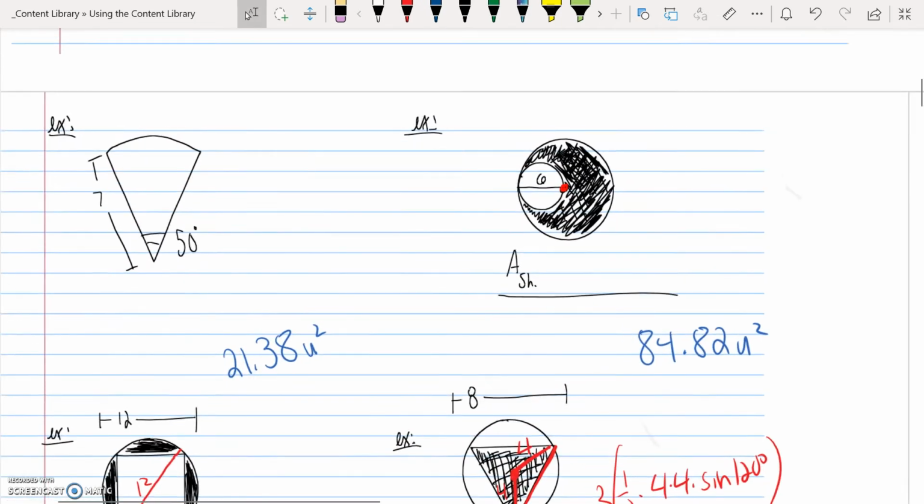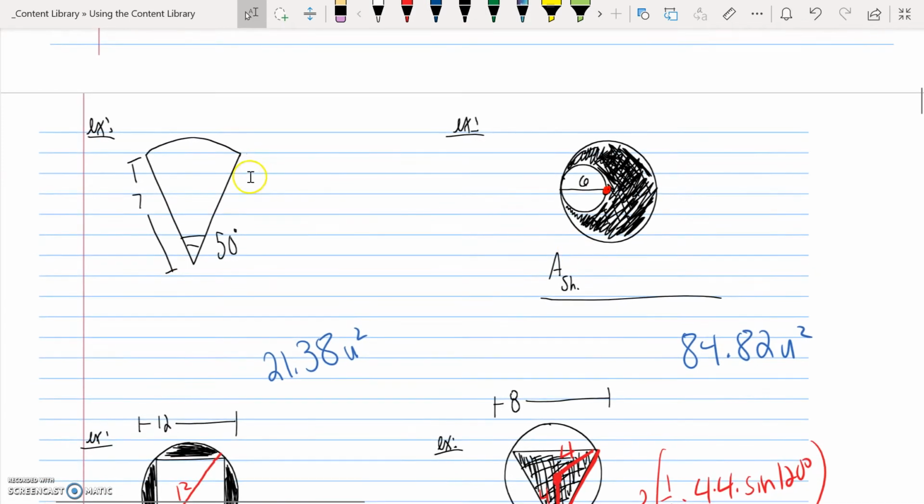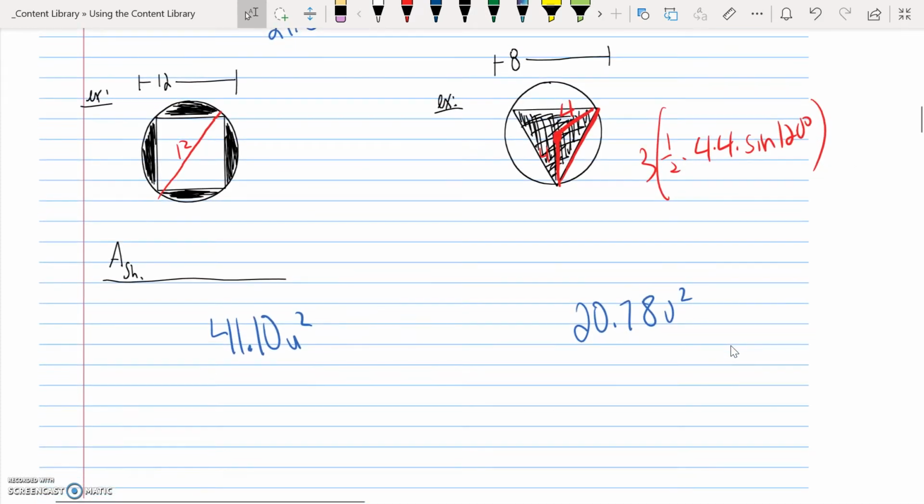Here are our next two examples. The first one is just a sector, 50 over 360 times pi times 7 squared. Next one, our shaded area, is the area of the big circle minus the area of the small circle. The radius for the big circle is 6. The radius for the small circle is 3, so it's going to be a 36 pi minus a 9 pi, which gives us 27 pi, which is about 84.82 units squared.